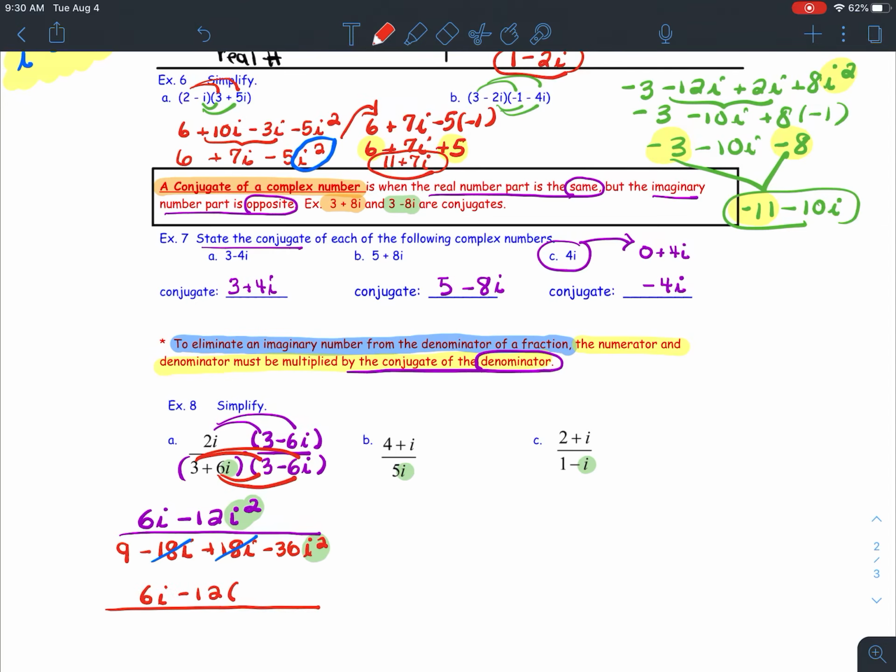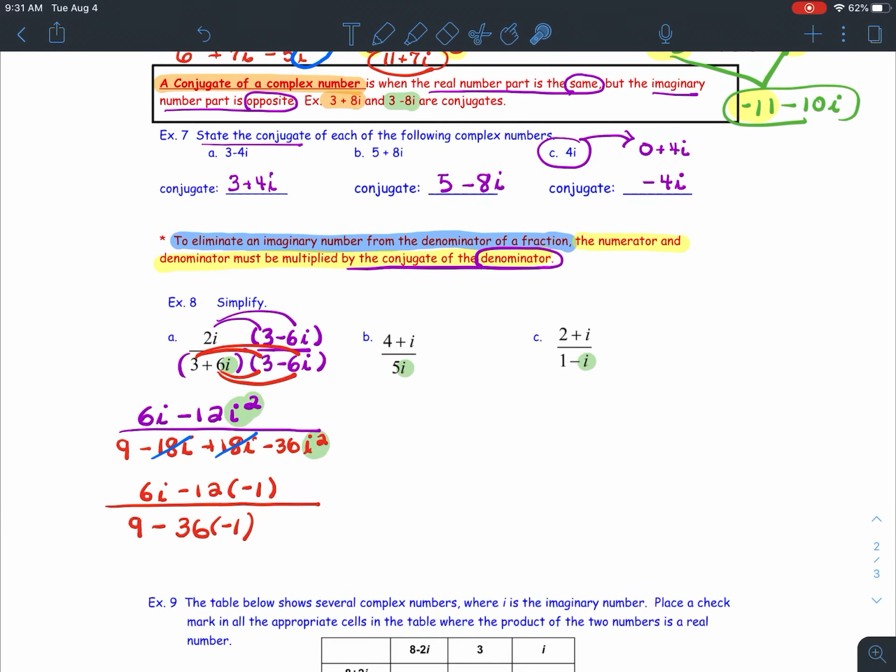So what I'm going to do next is draw another fraction bar. I'm going to write out the numerator, but I'm going to replace those i squareds with negative 1s. In the bottom, I'm going to keep this 9, and then I'm going to write negative 36, and then I'm going to change that i squared that comes after the 36 into a negative 1.